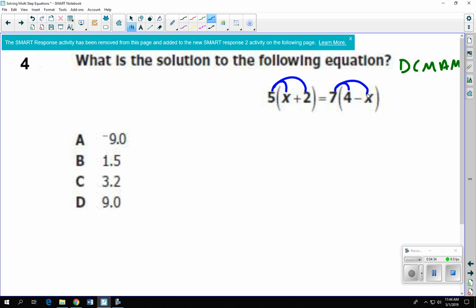So again, when we distribute, the operation that we use is multiplication. So I'm going to get 5x plus 10 is equal to 28 minus 7x. And with this x, there is an imaginary 1 in front.